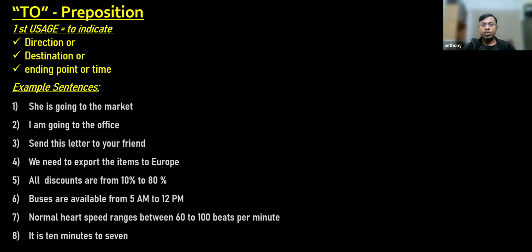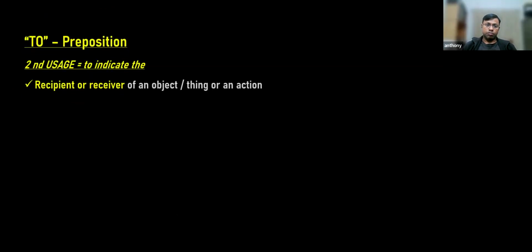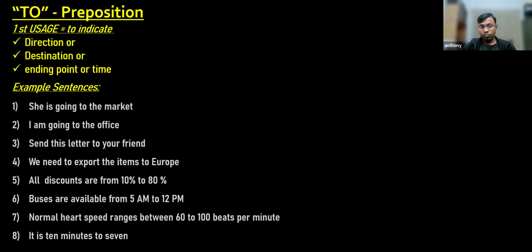So here, the first usage of to we have seen is to mention the destination, or ending point of a place. Destination can be a place or a person, anything. Ending point of time also we have seen. Ending point of range also we have seen. So that's about that. Second usage we will see: to indicate the recipient or the receiver. Just now we have seen.